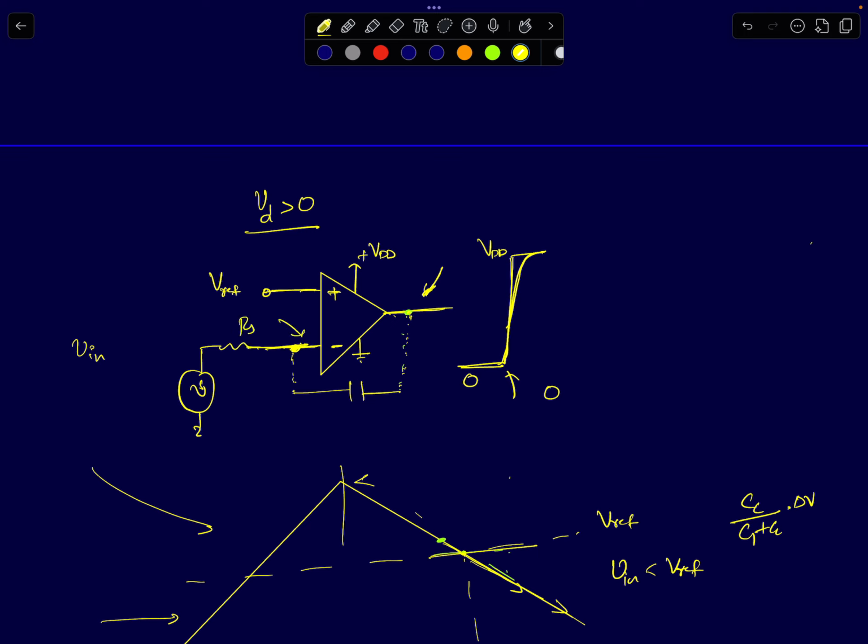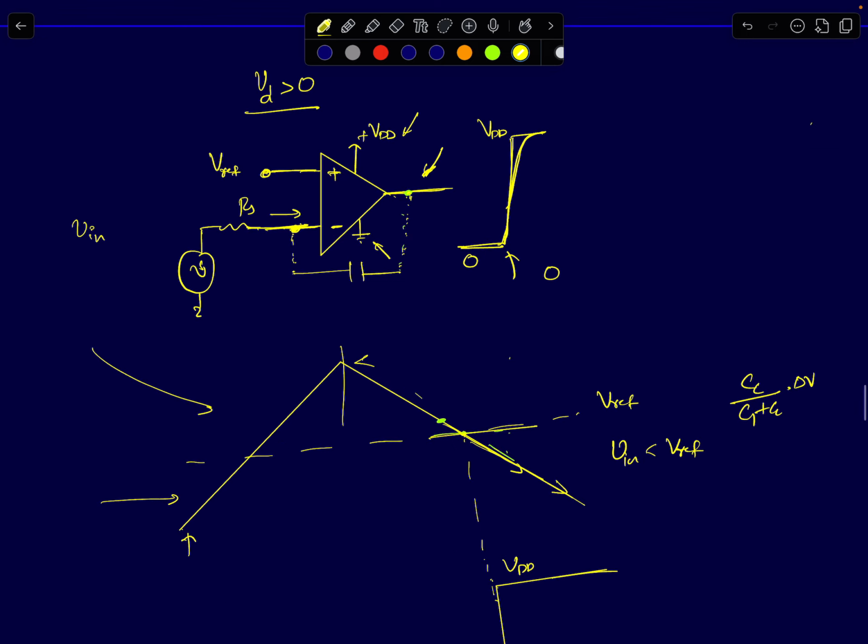So why did I call it an inverting comparator? Because I'm feeding my input to the inverting terminal. So if your input is greater than Vref, your output will go to minus Vsat, or if it's a unipolar op amp, it will go to ground. If your input is less than Vref, your output will go to plus VDD, or plus Vsat. So I'm going to assume that this comparator is a unipolar op amp, which means it operates between ground and VDD. The minimum voltage level is 0 and the maximum voltage level is plus VDD.